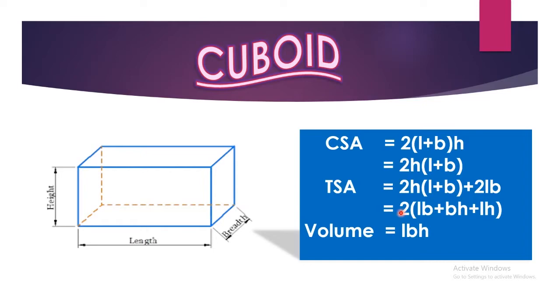Next is TSA. TSA is nothing but 2H(L plus B) plus the area of top and bottom. Since top and bottom are rectangular in shape, the area will be L into B. Since we have two parts, it is 2 into L into B. So the TSA is 2H(L plus B) plus 2LB. Once we open the brackets and take 2 common, we will get the formula 2 into (LB plus BH plus LH). Volume is nothing but base area into height. So base area is L into B, into height, so L into B into H.